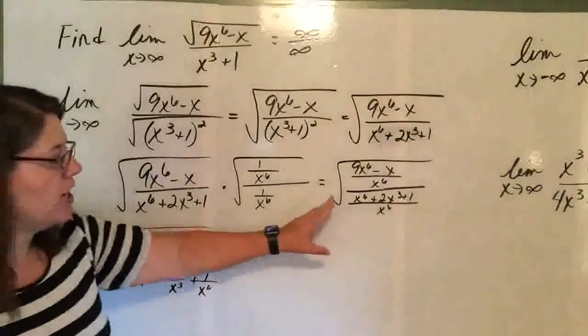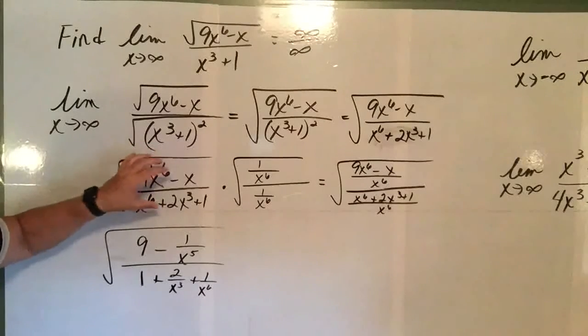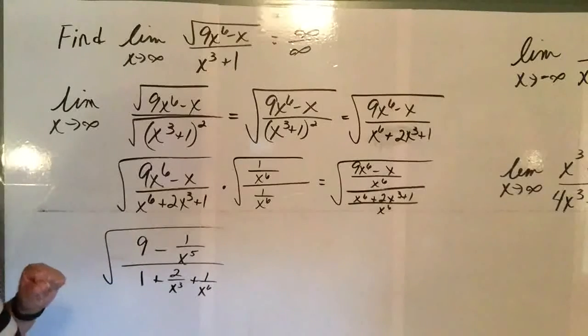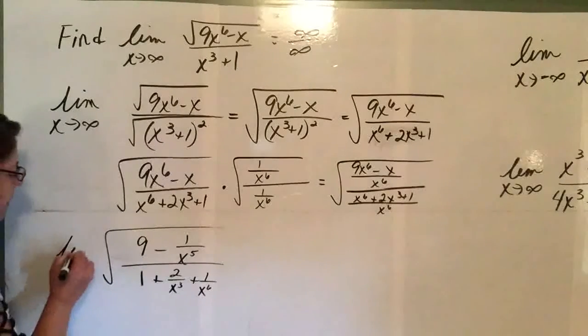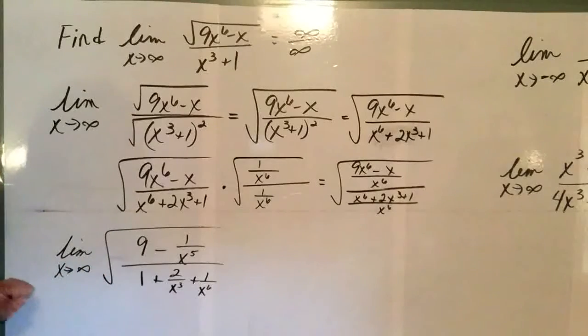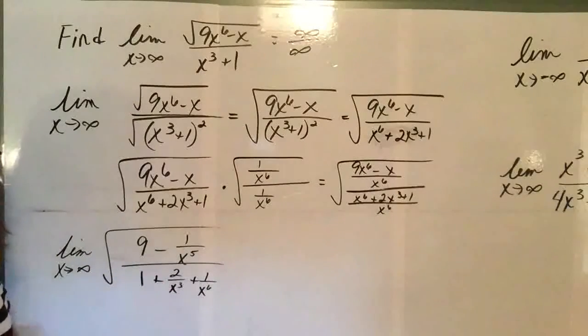I have not changed the value of this fraction. It's still the same, it just looks very different. Now, we are trying to find the limit as x approaches infinity. Well, look at what we have here. This looks very different. It looks like something that maybe I could plug infinity into now.